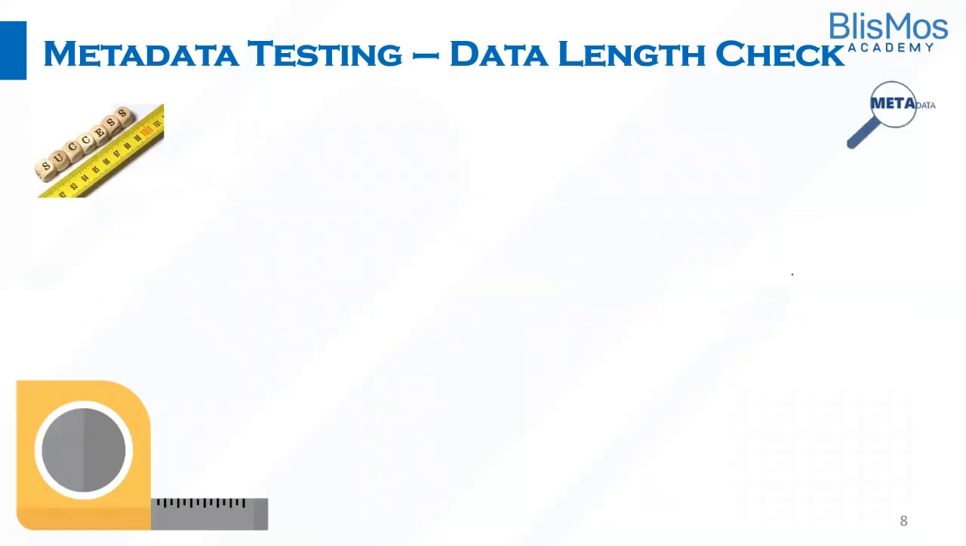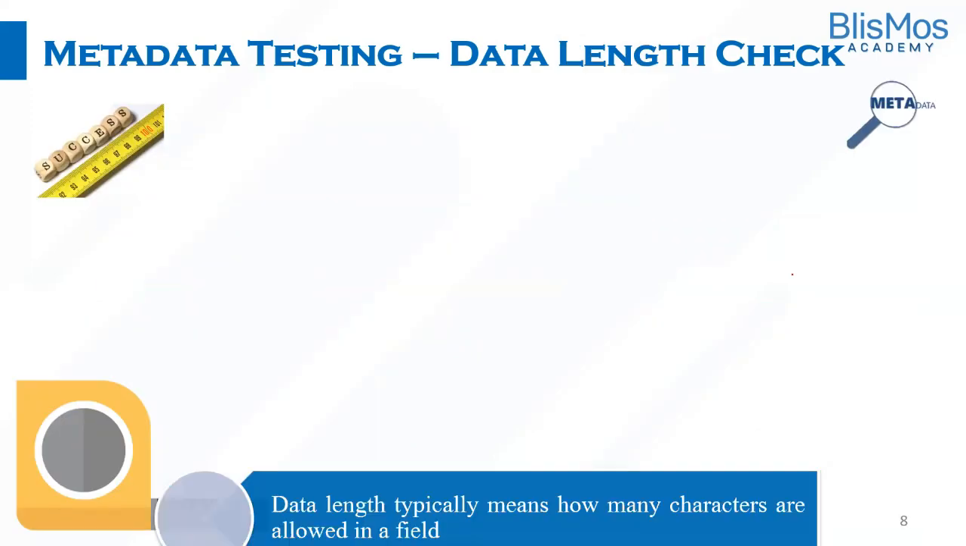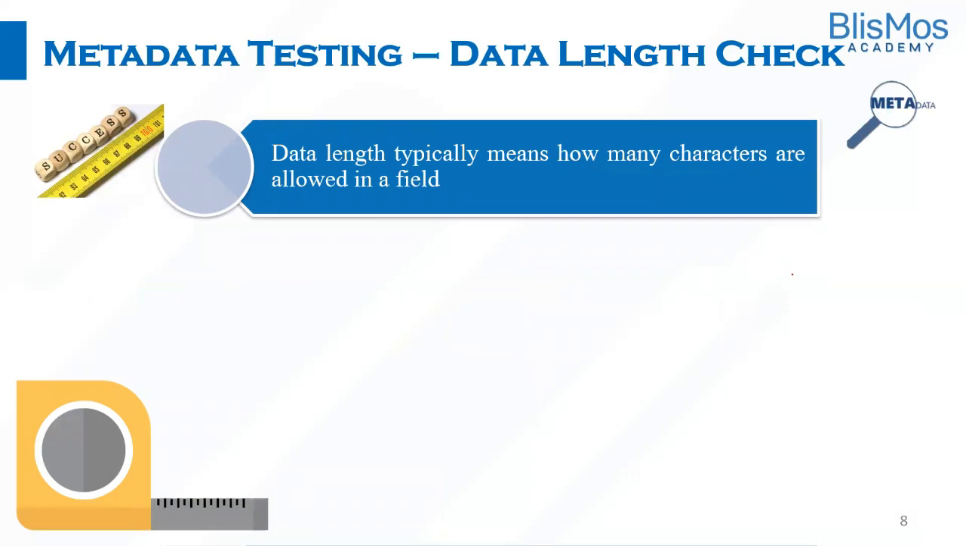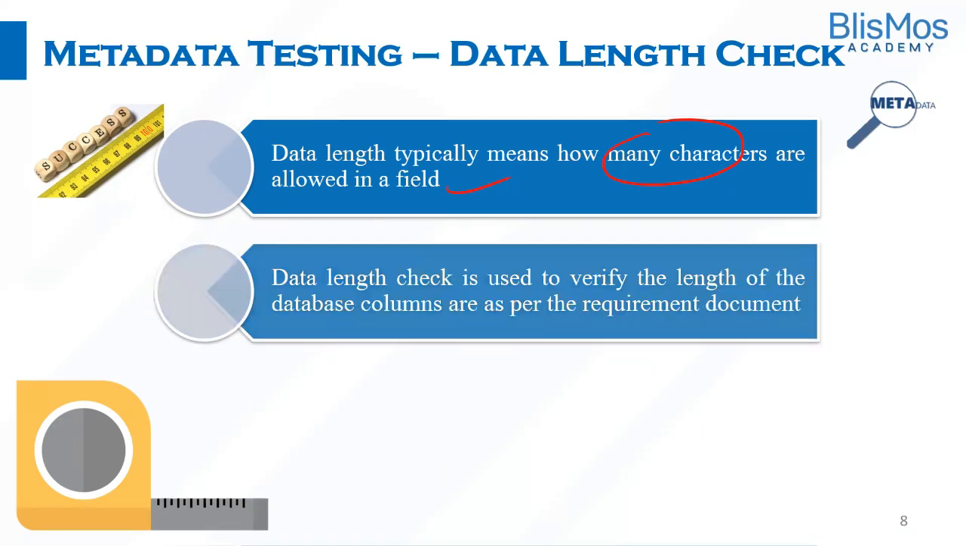The next testing is data length check. What exactly is a data length? Data length is very, very simple. It is how many characters are allowed in a field. That is what data length is. So how do you check it? How do you check whether the data length is fine or not? By using the data length check, we'll verify the length of the database columns are as per the requirement document.